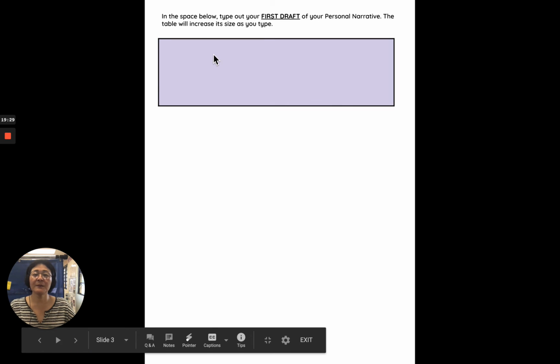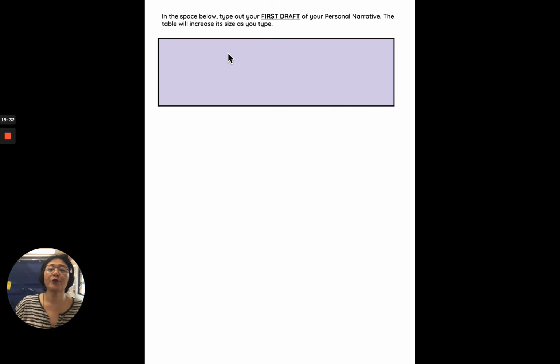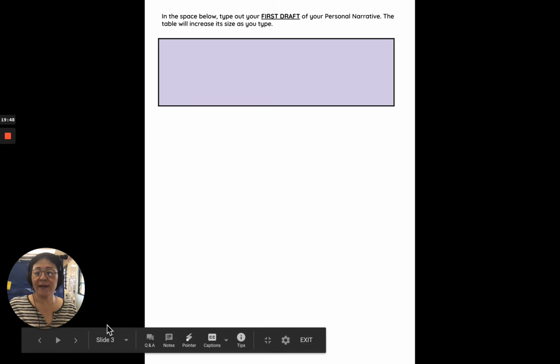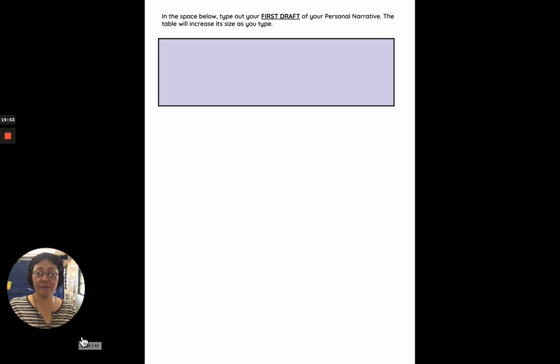Next, in the space below, you will type out your first draft of your personal narrative. This table, as you are typing, is going to grow bigger as you type. So make sure you make spaces and you do your dialogue correctly, start new paragraphs where you're supposed to. Okay, so this is the end. Slide 3 is the end of your formative.